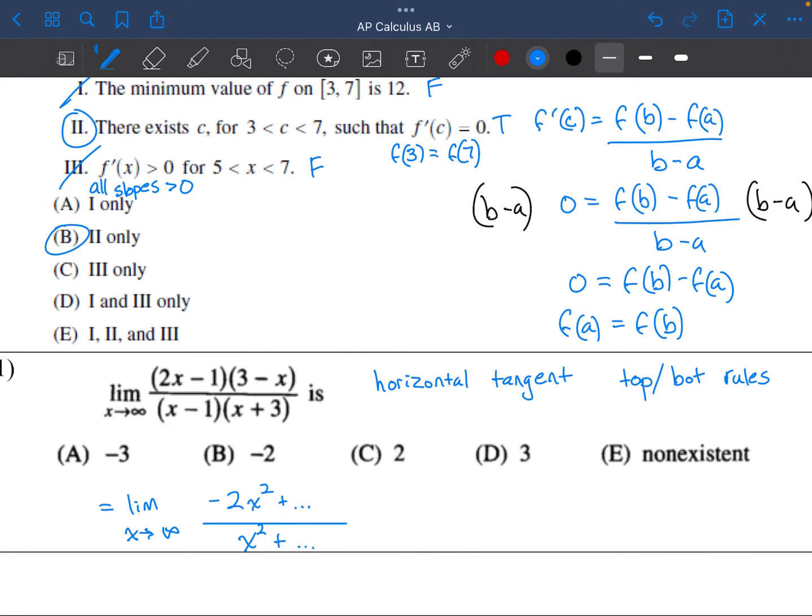All right, now I'm going to use the top-bottom rules on this function that I've created. And top-bottom rules state that, hey, if I have the same power, then I'm going to have a magic fraction. Magic fraction says, hey, look at your coefficients. I have a -2 on the top and a 1 on the bottom, and you divide those, and you say, okay, well, the answer is going to be -2 over 1, which is just -2. So the correct answer here.